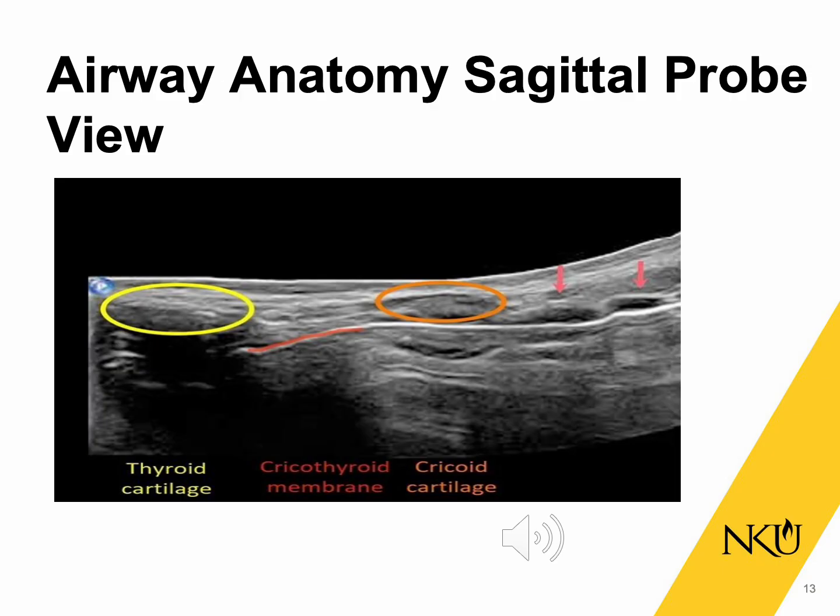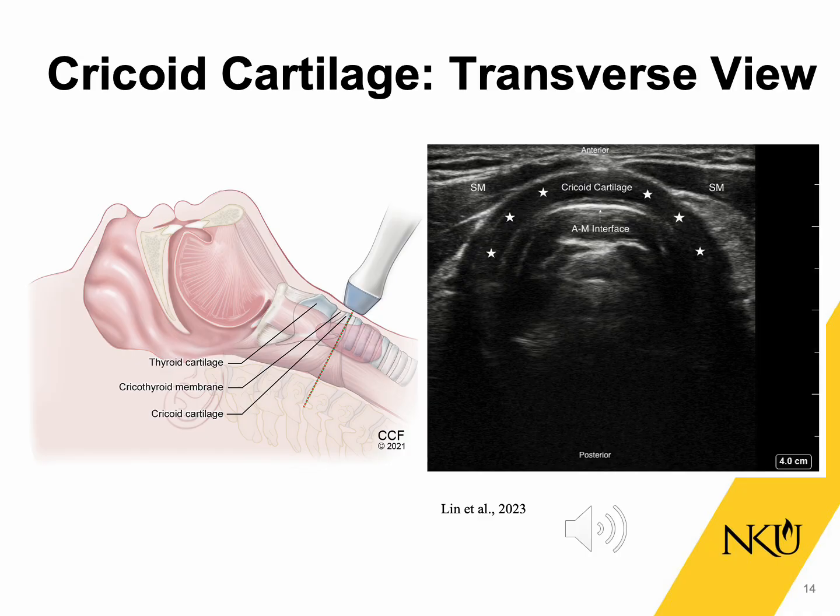The thyroid cartilage is located above it, and the cricothyroid membrane is positioned between the two. The cricothyroid membrane will appear as a bright white line in between the cricoid cartilage and thyroid cartilage. Here is just another picture of the transverse view of the cricoid cartilage, with a high-frequency linear transducer over the cricoid cartilage. The arch-shaped cricoid cartilage is marked with stars. The arrow is pointing to the cricothyroid membrane.